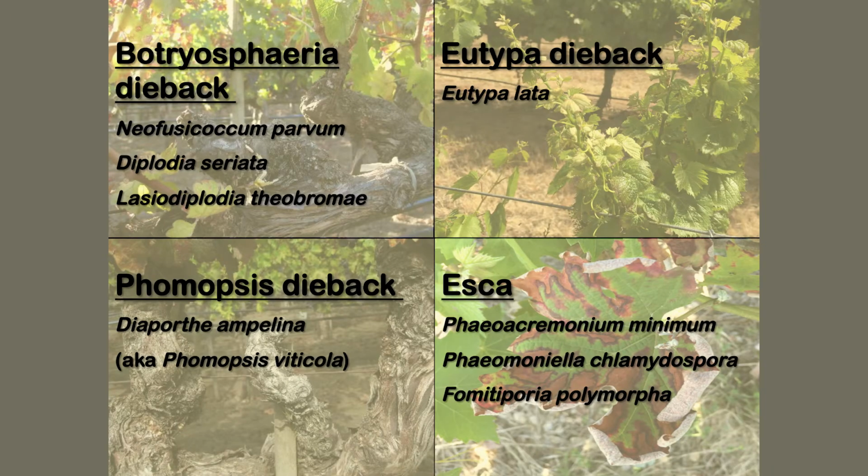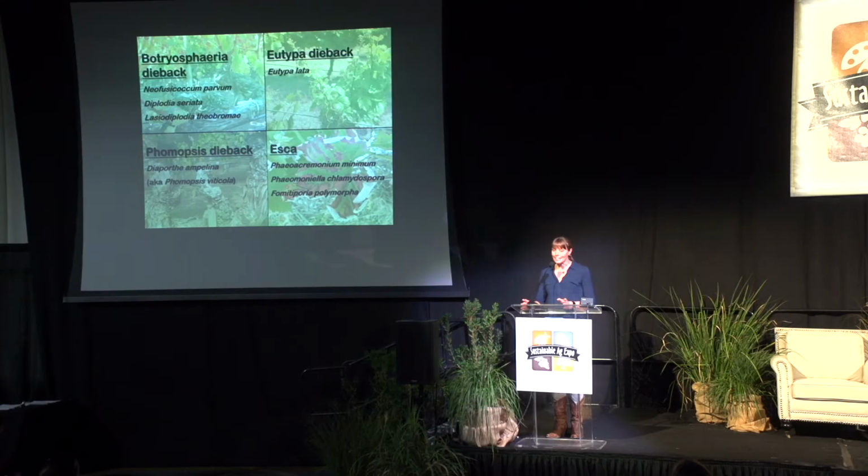The names of the diseases have changed over the years. The names of the pathogens have changed over the years. We've learned about new pathogens. A lot of this work was started by Doug Gubler, who's an extension specialist at UC Davis. He retired recently. Probably you've seen him speak about these diseases before. But for many years, we thought it was just one trunk disease, Eutypa dieback.